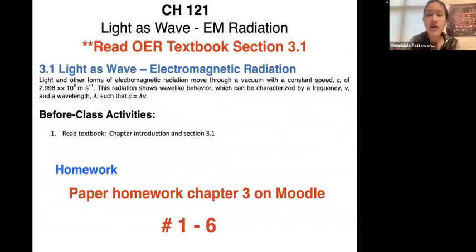All right, let's start with the first chapter section, 3.1. We are going to take a look at light as a wave. Again, as I mentioned, the reason we need to take a look at light first is that in order to study the electron, we use light to study the electron, and also light and electron share similar properties. Note that after you finish this chapter section, you should start working on paper homework chapter 3, numbers 1 to 6 right away. Start working on that right away.